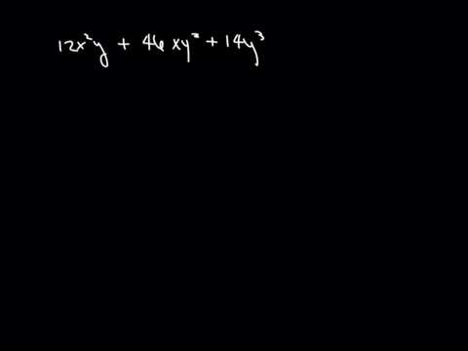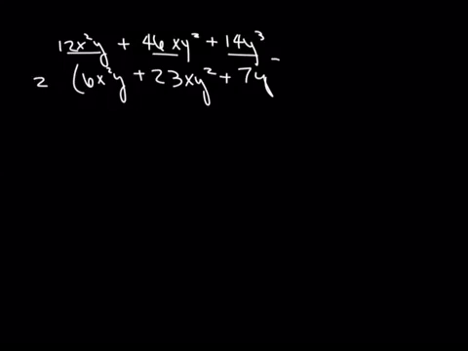See if there's anything we can factor out first. What's common to this, this, and this? Well, there's for sure a 2 common. So let's take a 2 out. And what do I have left? 6x squared y plus 23xy squared plus 7y cubed. Alright, anything else I can pull out?